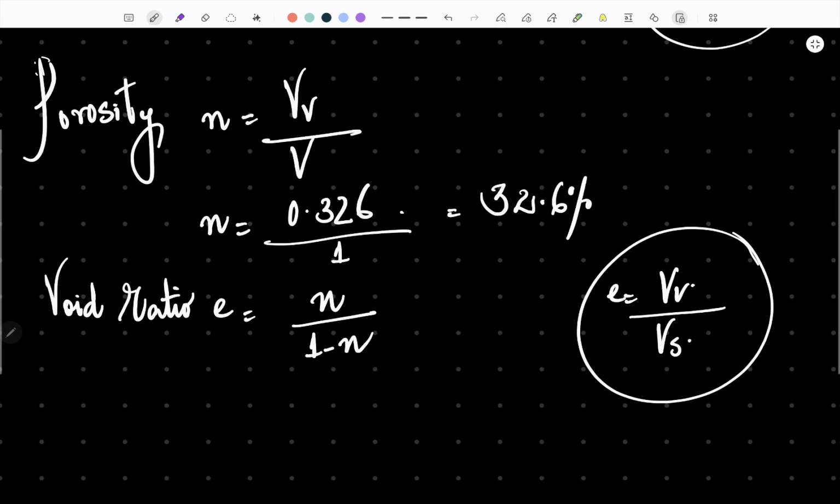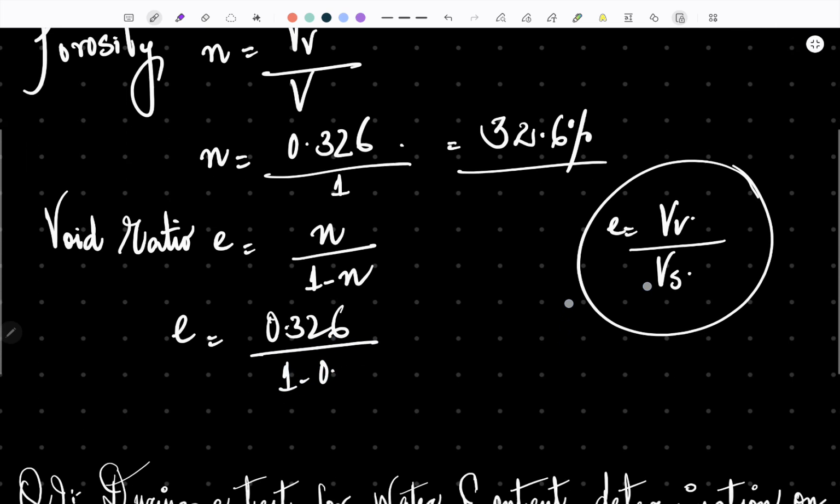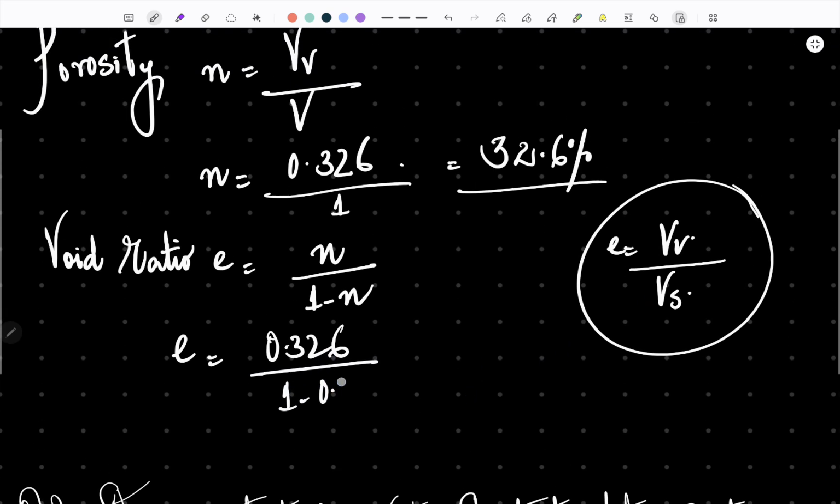So by calculations, my void ratio e is equal to n divided by 1 minus n, that is 0.326 divided by 1 minus 0.326. By calculations, it is 0.48.